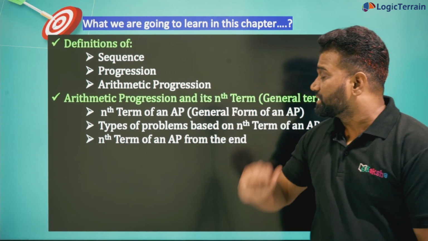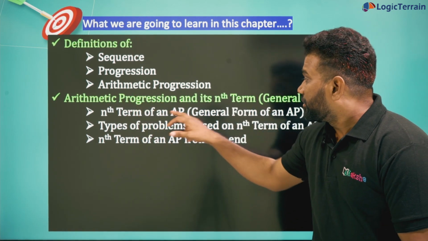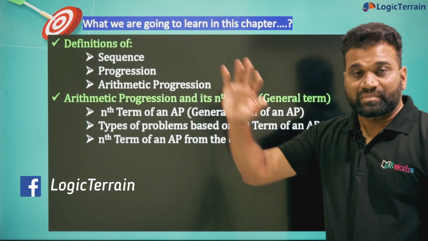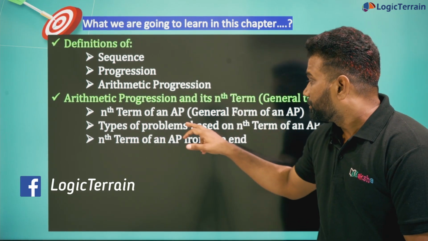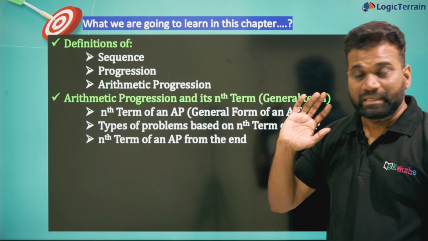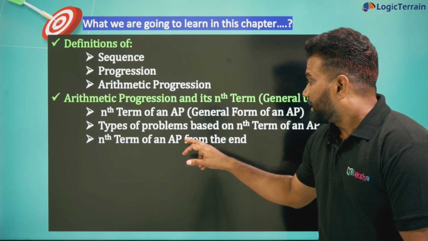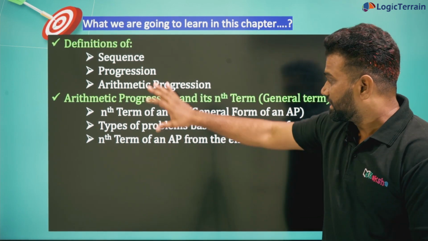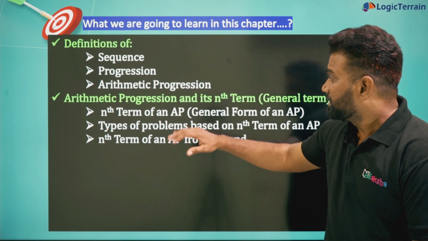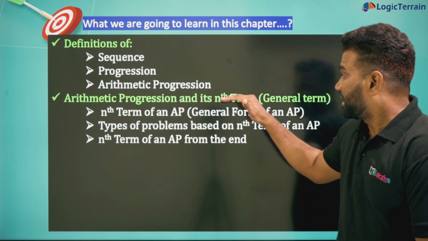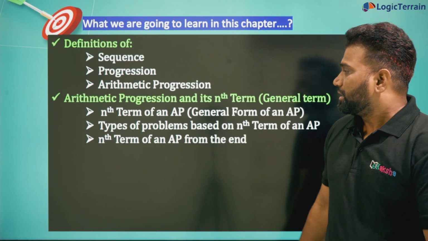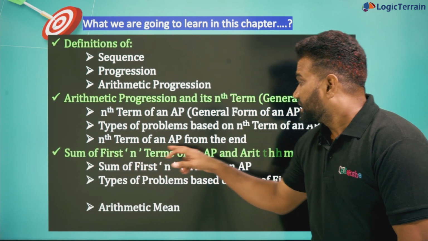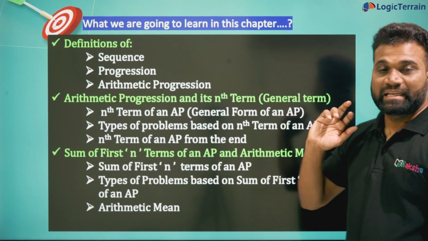So as part of this, we'll discuss the nth term of an AP, that is the general form of an AP, that is derivation, and types of problems based on the nth term of an AP and the nth term of an AP from the end. So these are the main topics we'll learn as part of arithmetic progression and its nth term. Okay, and also we'll discuss the sum of first n terms of an AP and arithmetic mean.